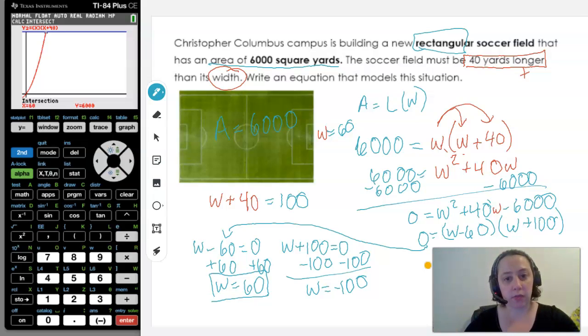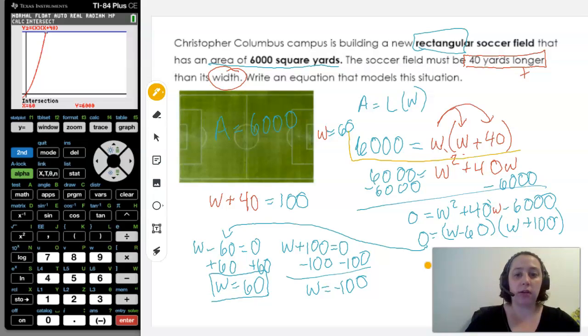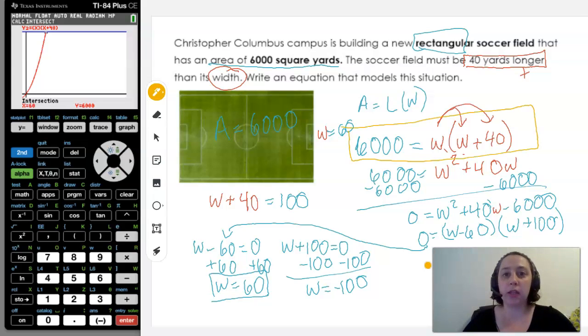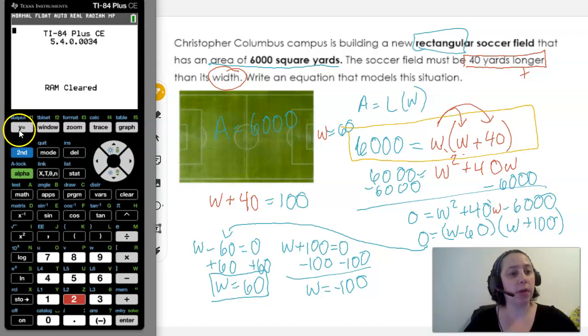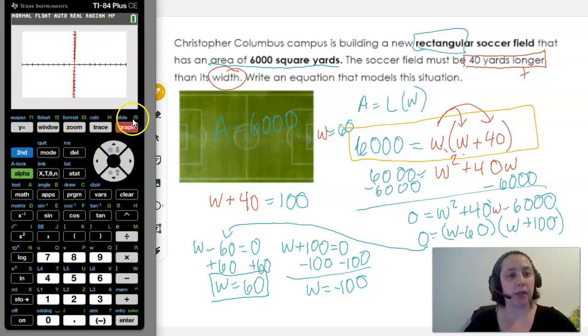So that's one way of doing it. But we could have also gone here from this step and used our calculator. To do that, we press y equals. We put one side in y1, 6,000, and in y2 we put the other side. W, we're going to use x, parentheses, x plus 40, close parentheses. Then we look at our graph and see if we see the intersection.